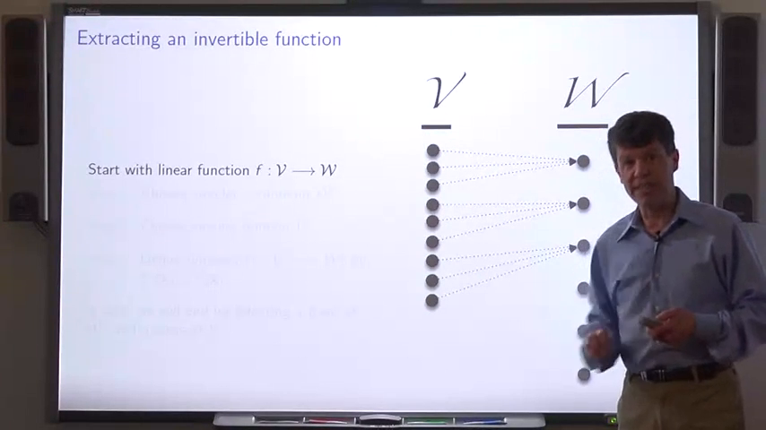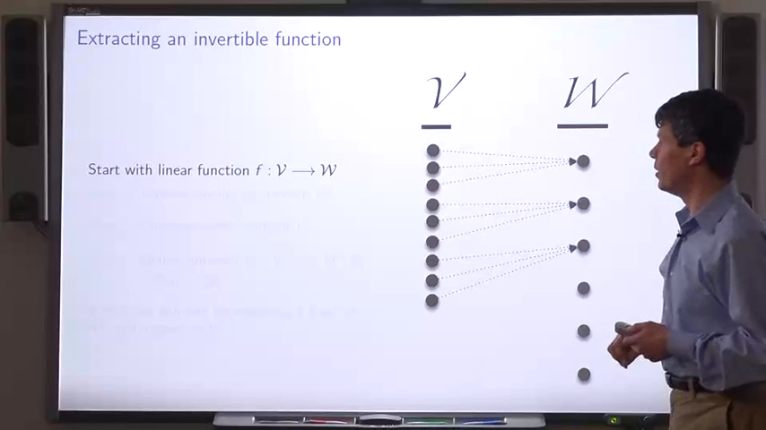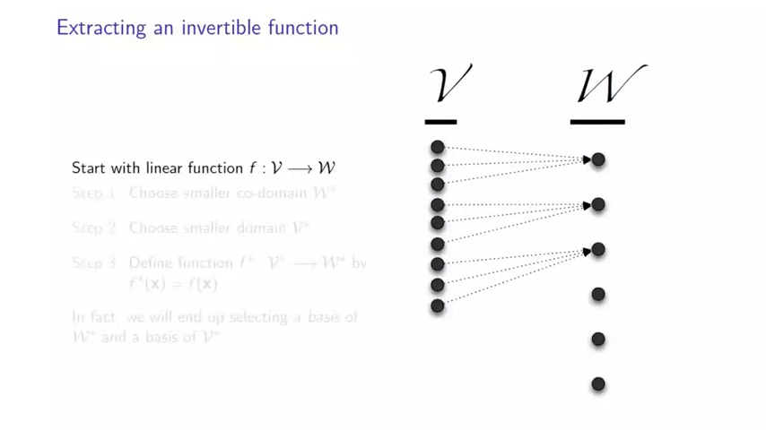So let's go into this in more detail. The first step, starting with a linear function f, whose domain is V and whose codomain is W. The first step is to choose the smaller codomain, which we'll call W star.